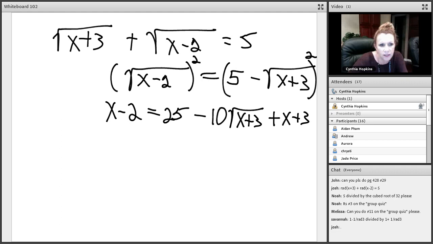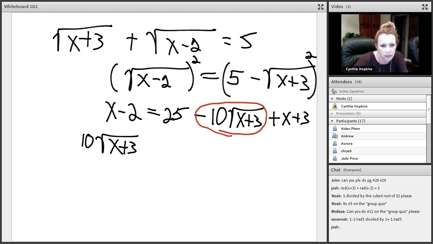Okay, so in this equation that I just got, I see that I still have a square root. So now I start basically all over again and I say, okay, let's isolate this square root. Let's go ahead and add it to the other side. So I'm going to make it positive 10 times the square root of x plus 3, then my equal sign, and I'm going to bring everything else over to the right-hand side.